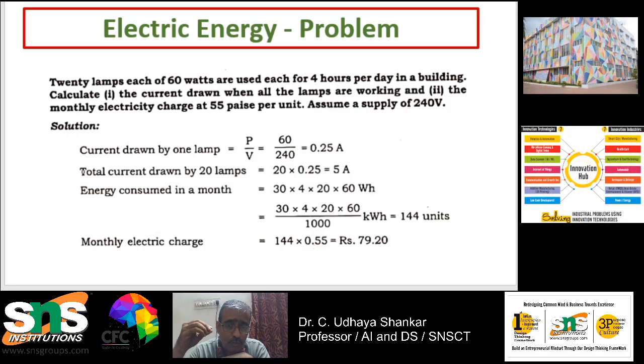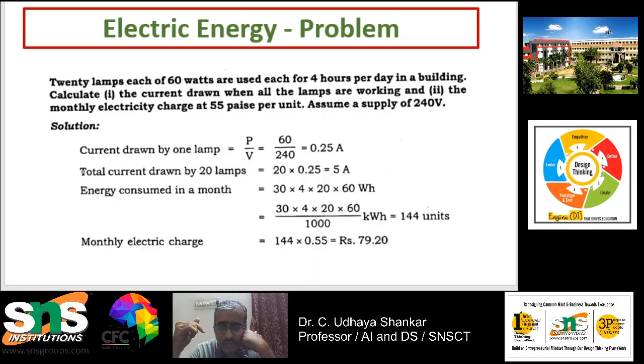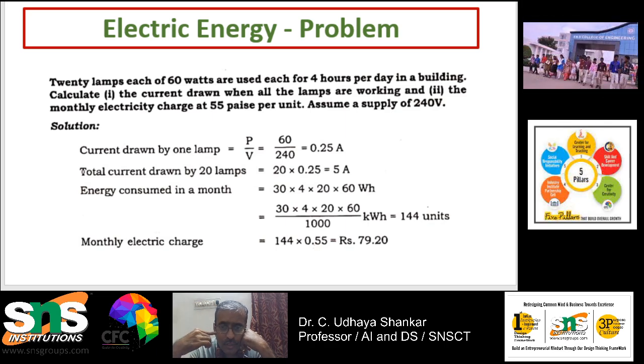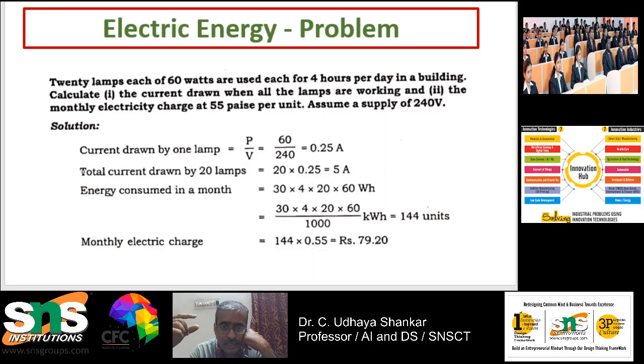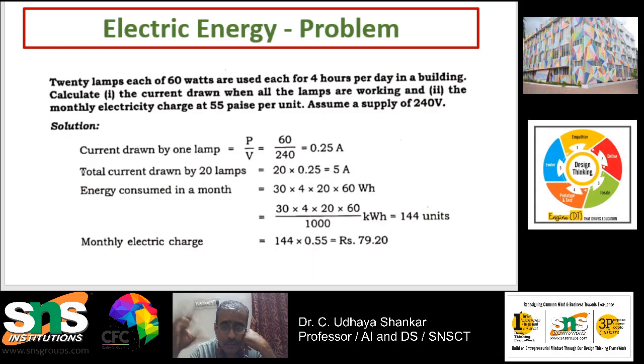Then, the energy consumed in a month will be equal to, we will take it as 30 days, so 30 days into 4. In all 30 days I am using it for 4 hours, and 20 is there. What is this 20? And 60 is given. What is this 60? 20 is nothing but the number of lamps, and 60 is nothing but the power. So, 30 into 4 into 20 into 60 directly gives you the answer in watt hours.